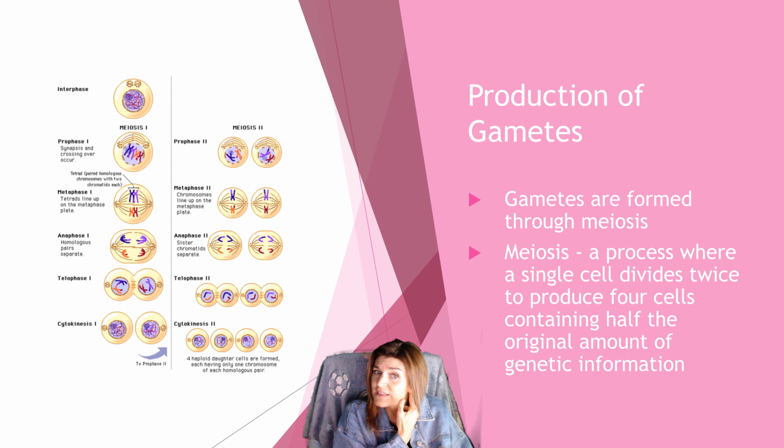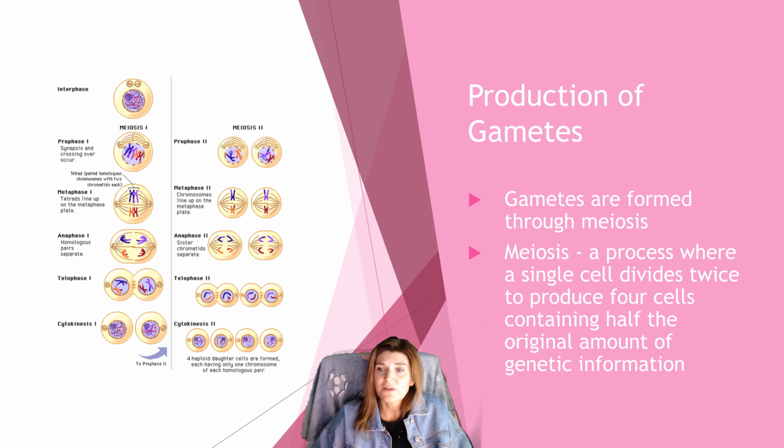Humans have 46 chromosomes, and that's how many every cell in your body has. If we took some cells out of your body, they would have 46 chromosomes. Sperm and egg cells have 23. When sperm and egg cells come together, that makes 46.